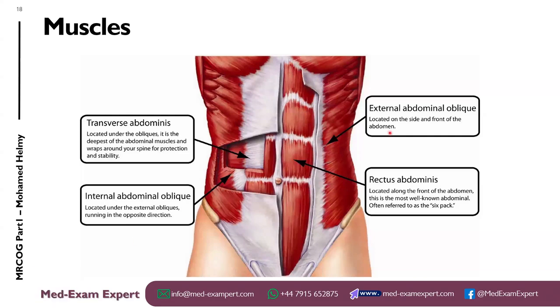And of course, we have three muscles from outside to inside. This is the external oblique. And here there is a cut section. We removed the external oblique, so the internal oblique will appear. Then when we remove the internal oblique, the transversus abdominis muscle will appear.